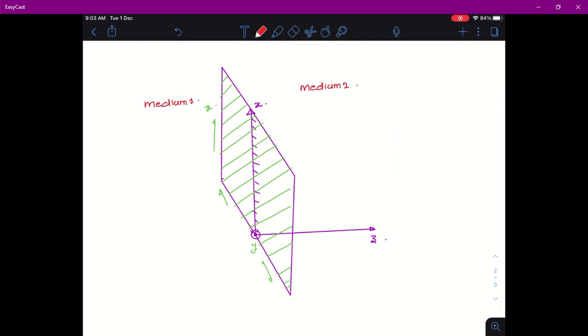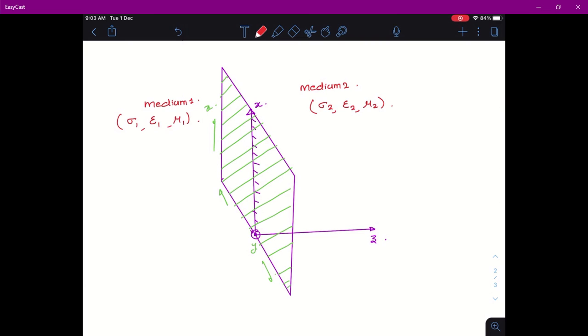Now medium 2 has some properties: conductivity sigma 2, permittivity epsilon 2, and permeability mu 2. Medium 1 has some properties: conductivity sigma 1, permittivity epsilon 1, and permeability mu 1.